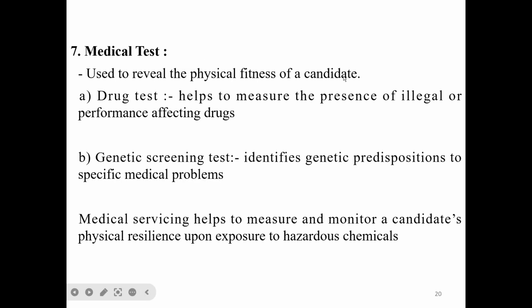So these are the different types of tests in the selection process. So first we learned what is meant by the term selection and the different factors influencing selection, how the selection process goes, what the hurdles in it are, and what the different types of tests are. I hope this video is quite informative to you.